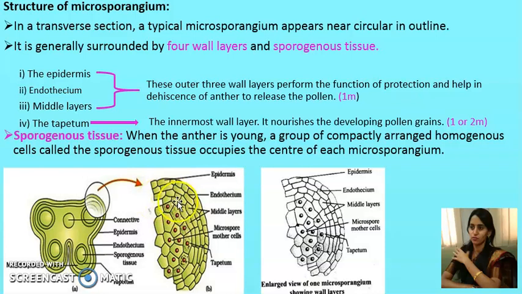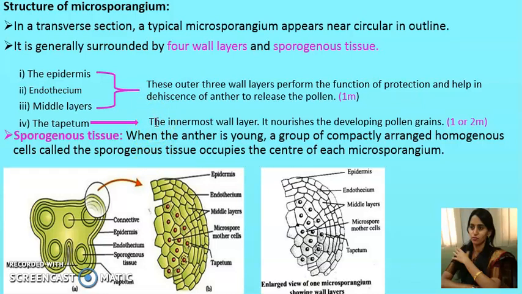Inside this tapetum, when the anther is young, it consists of a group of compactly arranged homogeneous cells called sporogenous tissue. It occupies the center of each microsporangium. This image helps you to draw the various wall layers of the anther. From this part, a question would be asked like this: what is tapetum?